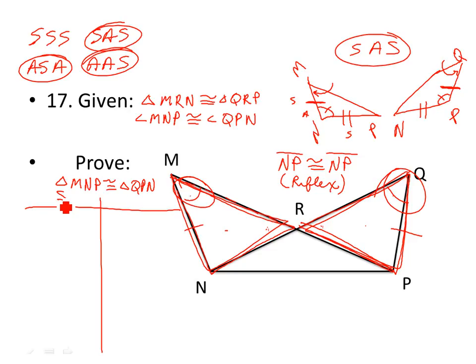Go through statements and reasons. What's our first statement going to be? Triangle MNR is congruent to triangle QPR. How do we know that those two triangles were congruent? Given. Now, here in a minute, we're going to write down something.